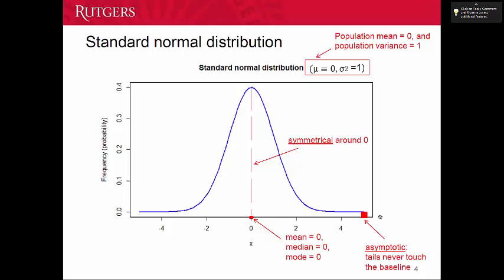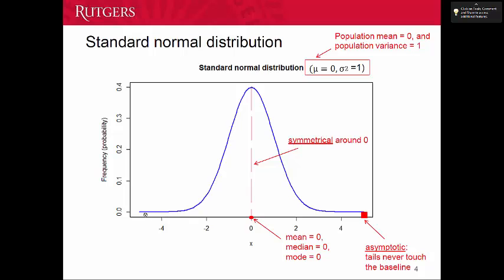Now let's analyze the distribution. First of all, if you take a look at this curve, you can see it's symmetrical around 0. The left side of this image is the mirror reflection of the right side of this shape. The mean, median, and the mode are all 0 in this case.